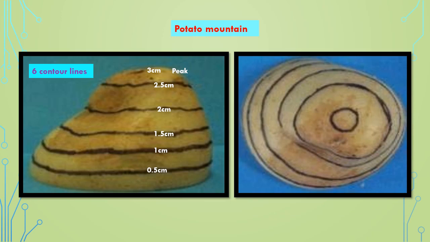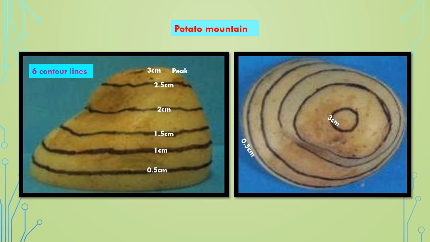The first line that was drawn becomes the border circle, and the topmost circular contour line drawn at 3 centimeter height in the first image is seen as the innermost circle in the second image.